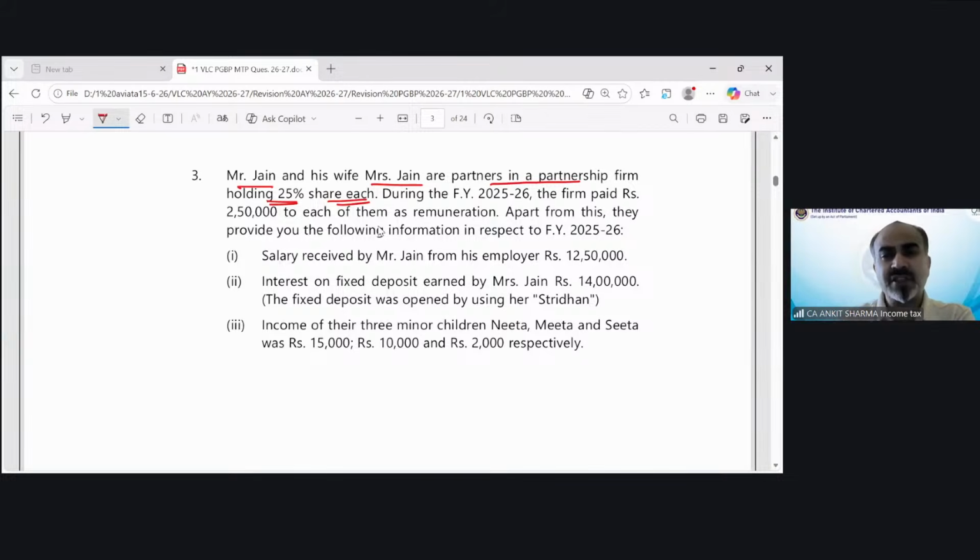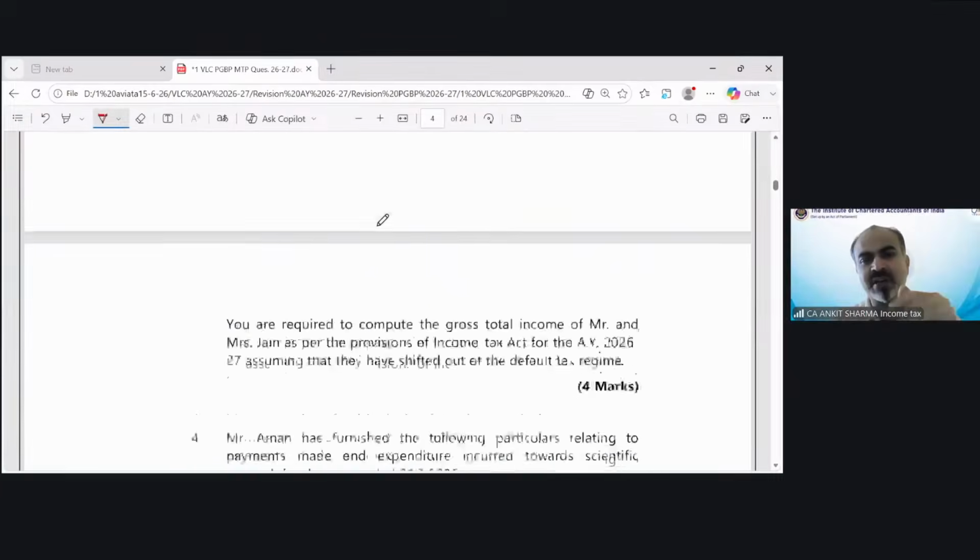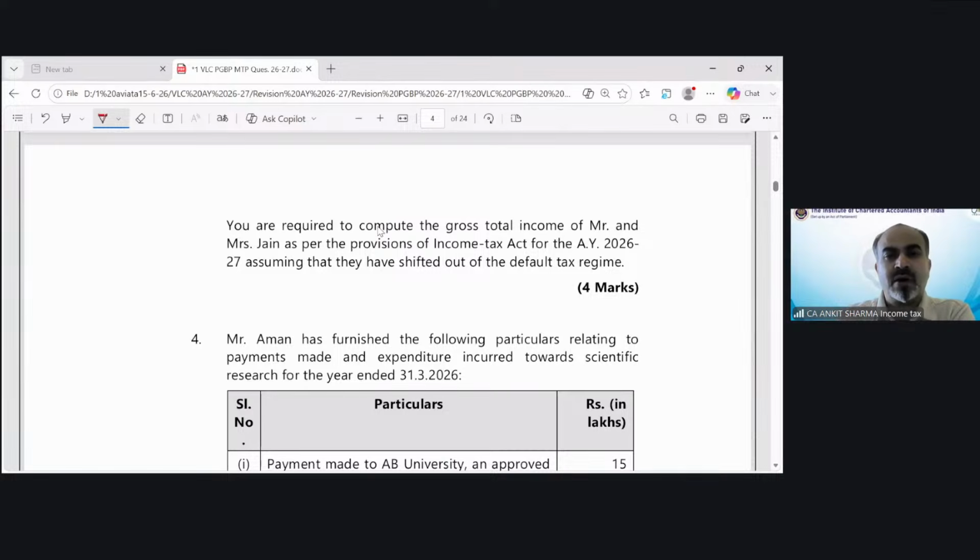So during the financial year 25-26, the firm paid rupees 2,50,000 to each of them as remuneration. Apart from this, they provide you the following information in respect of financial year 25-26. Let me tell you, if there is qualification for this salary, then there would not be any clubbing. You are required to compute the gross total income of Mr. and Mrs. Jain as per the provision, assuming that they have shifted out of the default tax regime.